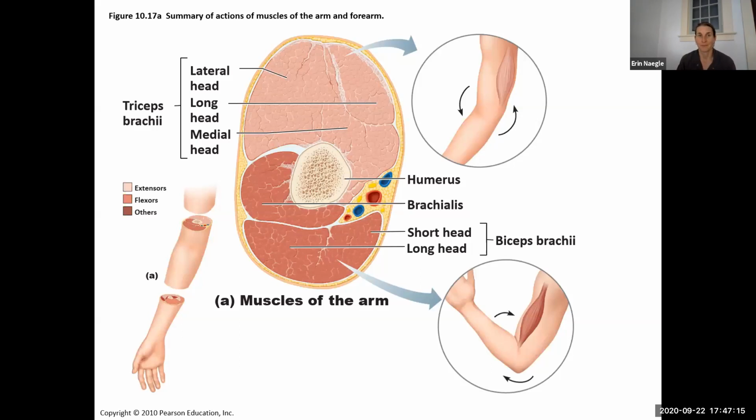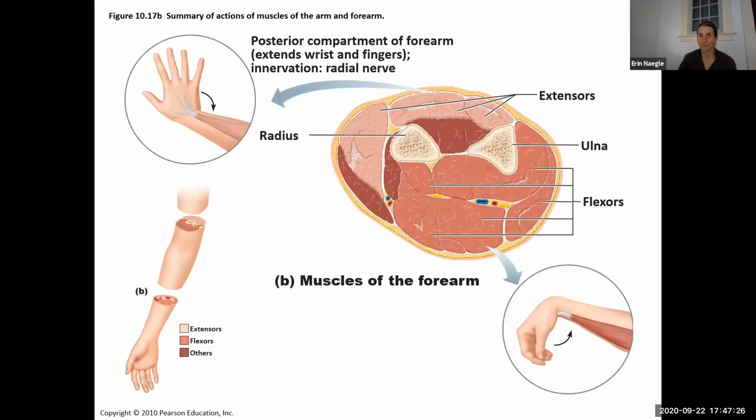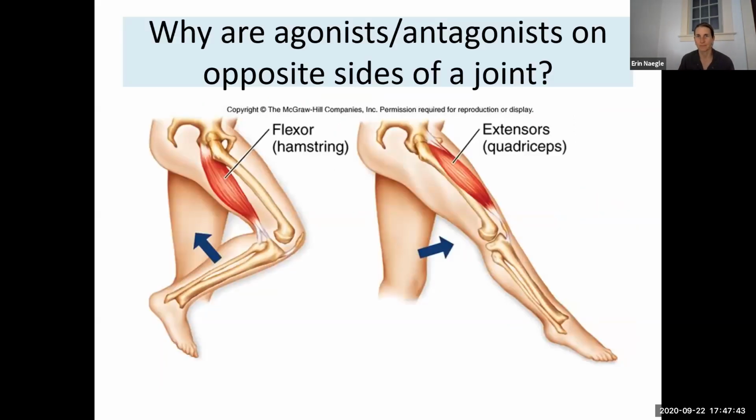Notice extensors, flexors, right? They are on opposite sides of the bone. You see that? Extensors, flexors of the wrist on opposite sides of the limb. Why does that pattern exist? We'll talk about that in the Zoom room. Here's another pair. Quadriceps, hamstrings. Knee extenders, knee flexors. Why are they on opposite sides of the joint?